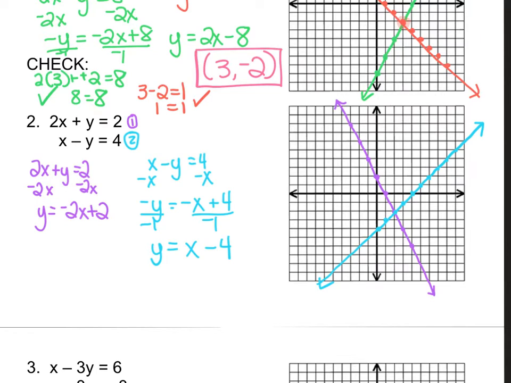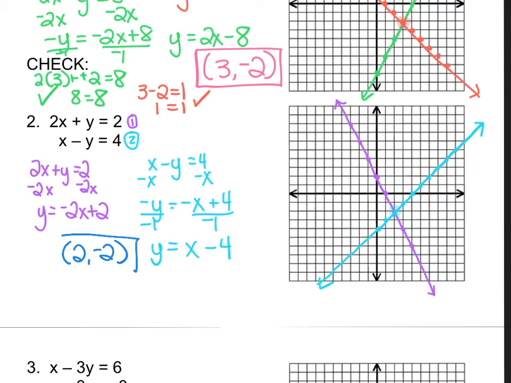Okay, so you can see that I have my 2 lines graphed. The first one I did in purple, I rearranged it to get y equals negative 2x plus 2. So I plotted that line. And then my second equation I did in blue, and it came out to y equals x minus 4. And we can see that they intersect right there, which looks to be at (2, negative 2).